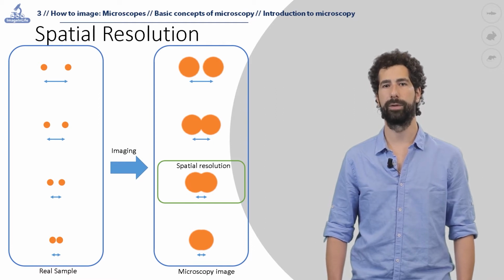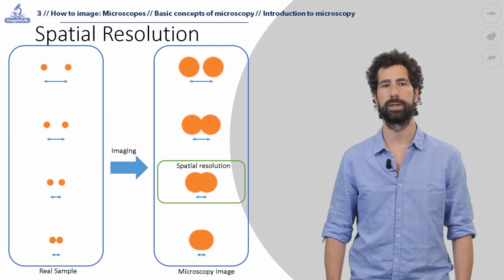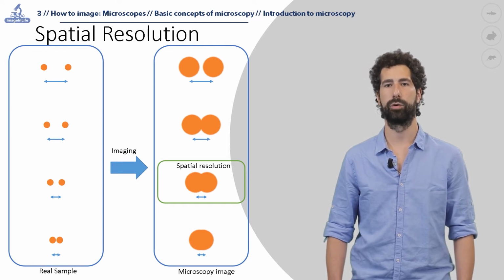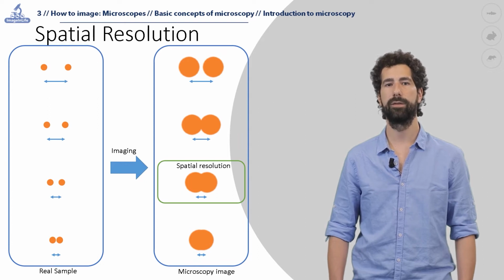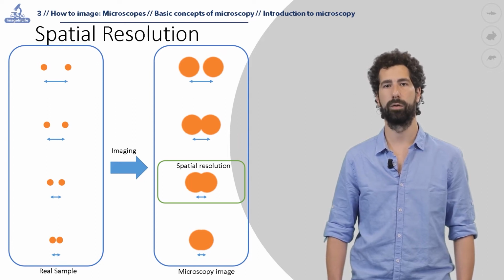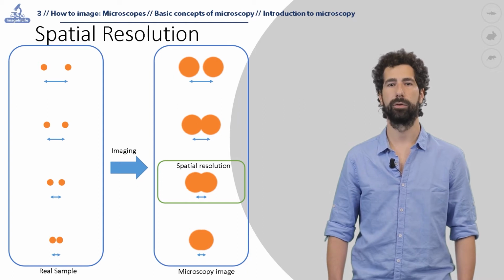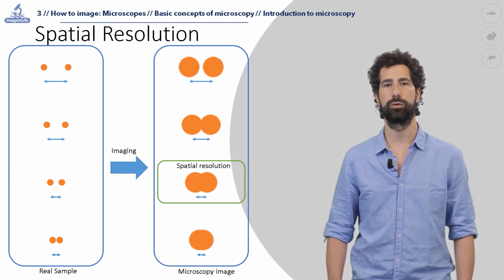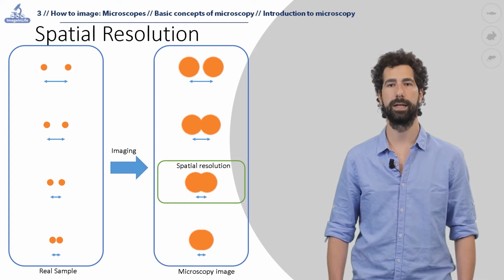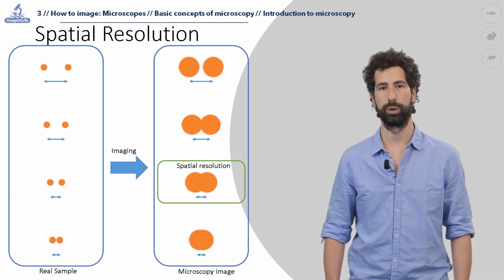As an example, from the first row, we can clearly say that there are 2 different objects. As those particles approach each other, however, it becomes more and more difficult to distinguish them in the final image, until we cannot anymore understand if there are 2 particles or a single particle. Therefore, the minimum distance at which 2 objects can be close to each other and still be discernible in the final image is the spatial resolution.